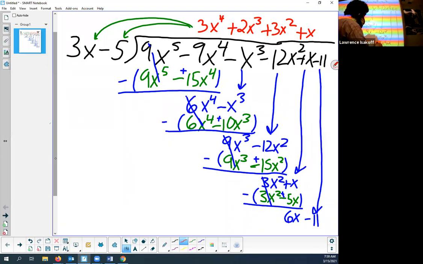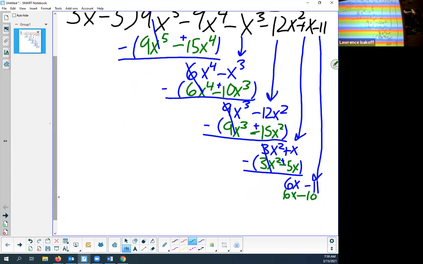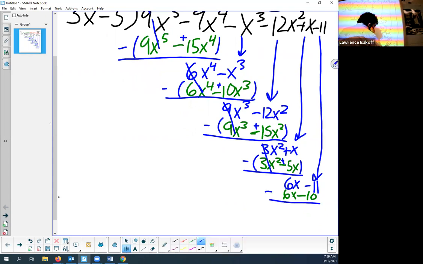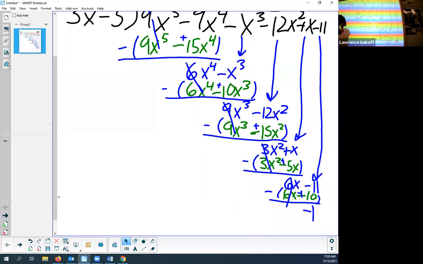So I'd have to multiply 3x by 2 to get a 6x, so plus 2 here. 3 times 2 is 6x, minus 5 times 2, so that's minus 10. Let's subtract them. Minus the negative 10 is really plus 10. X's cancel. Negative 11 plus 10 is negative 1.